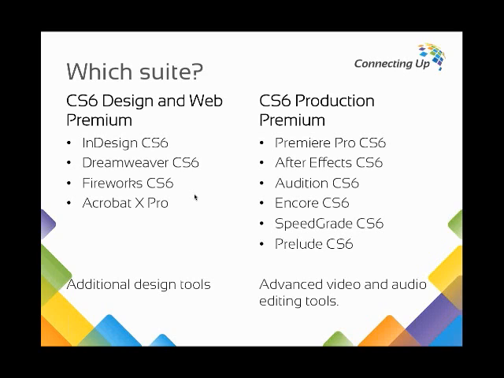In terms of Production Premium, you're going to get Premiere Pro, which is obviously the top level video editing, like I was talking about before. After Effects, Audition, Encore, which is their DVD and Blu-ray production program. SpeedGrade, which is a pretty awesome new program that they've just added to CS6, which is designed for color grading and color altering your files out of Premiere. So SpeedGrade is a pretty professional tool to use to color grade your files before they go on TV, basically. And Prelude.